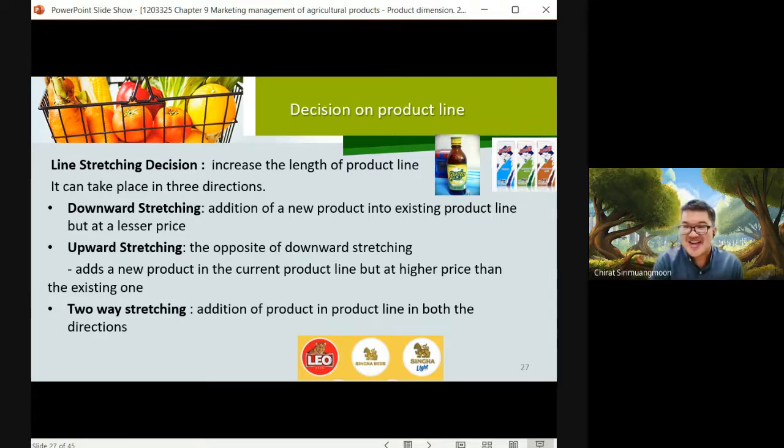Two-way stretching happens commonly, like with beer. Singha beer is very famous in Thailand. They do both ways, downward and upward, at the same time. For downward, they produce a brand with a lower price, and for upward, they have Singha Light, which is higher quality. So the Singha brand does both ways. We call it two-way stretching.